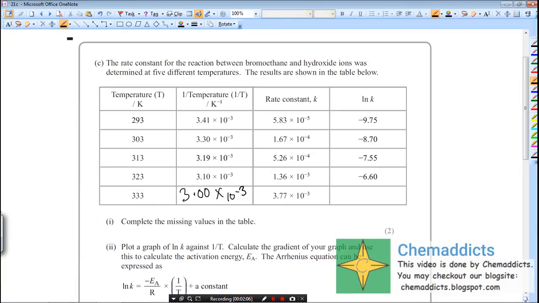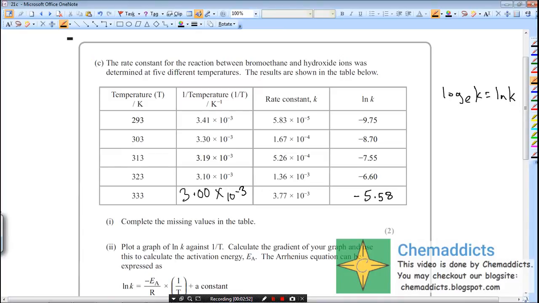Then let us find this. This is simply ln k, that is log to the base e of k. I hope you have understood. So just substituting the value of k, 3.77 into 10 to the power minus 3, ln k will give us minus 5.58.